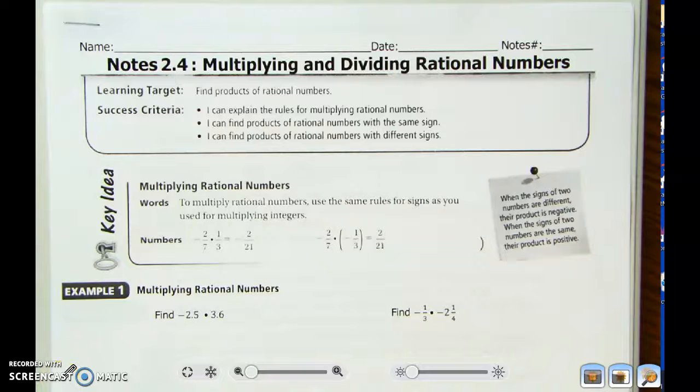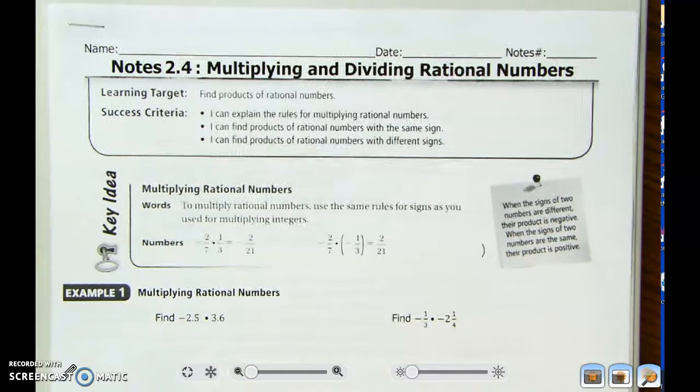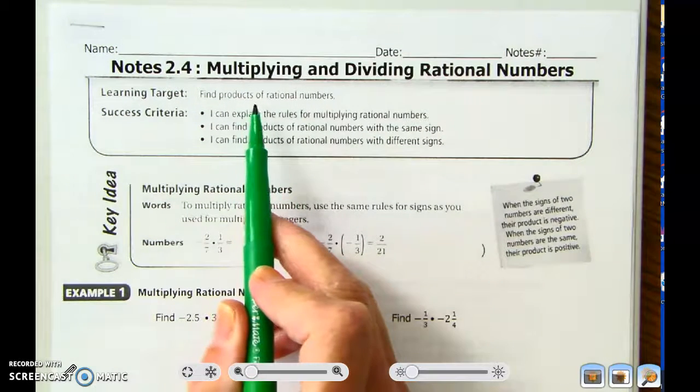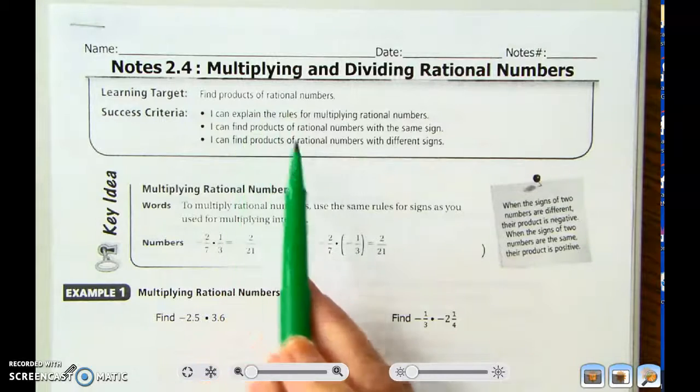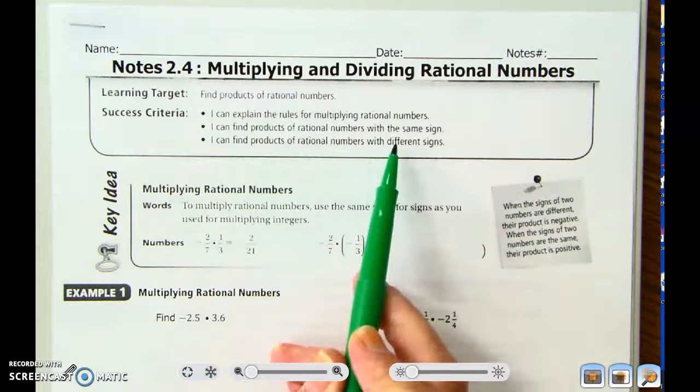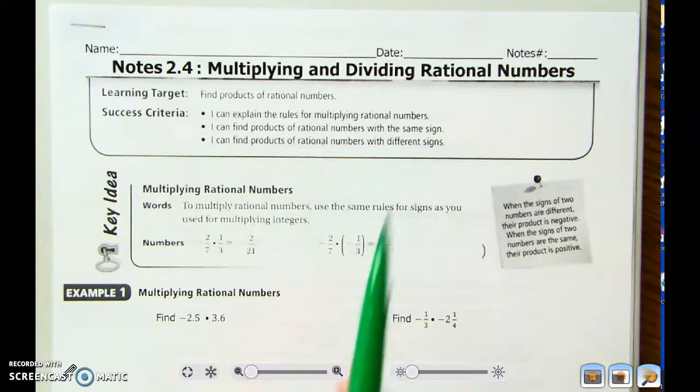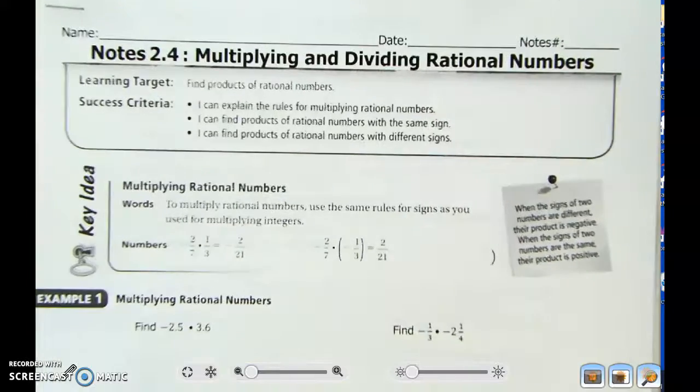All right, so today we're going to take notes on Chapter 2, Section 4, Lesson 4, Multiplying and Dividing Rational Numbers. So we're going to be finding the products of rational numbers today. We're going to look at some rules and then also practice with the same sign and different signs. So very similar to what we did in Chapter 1.